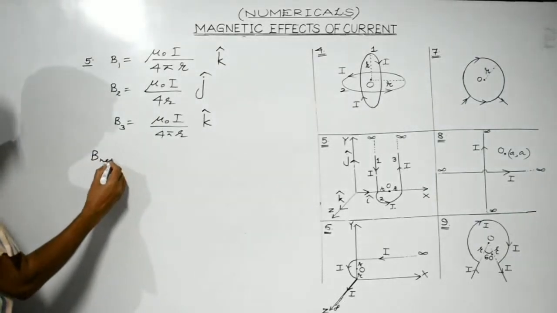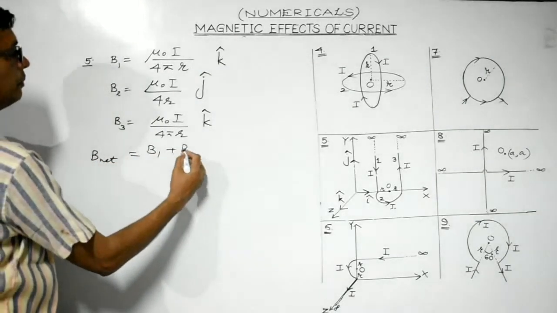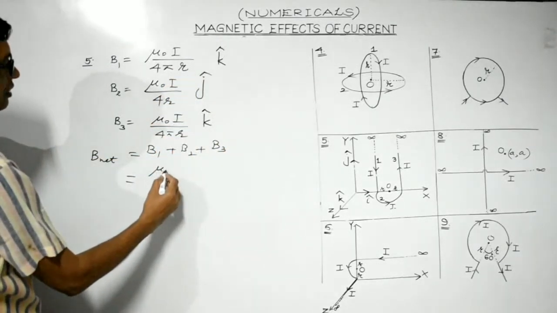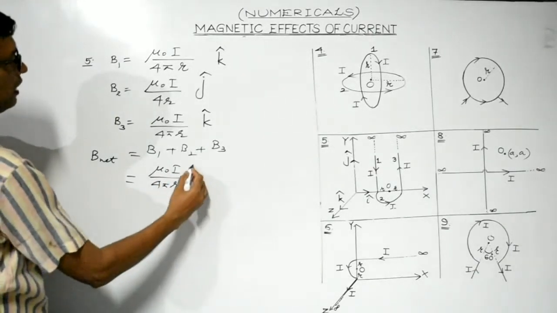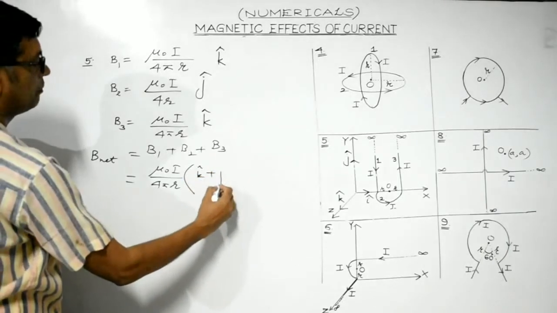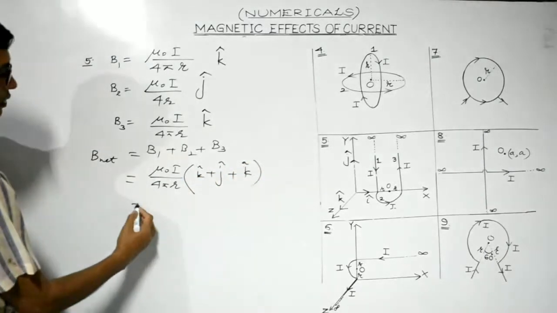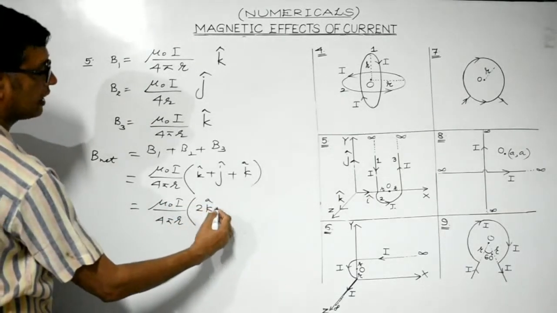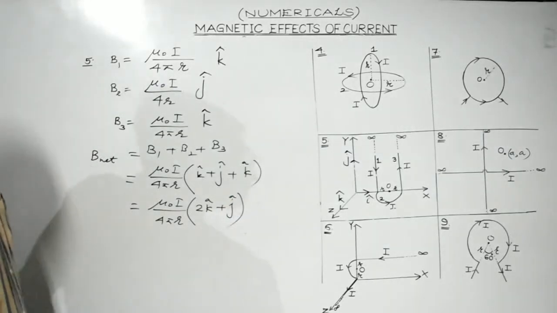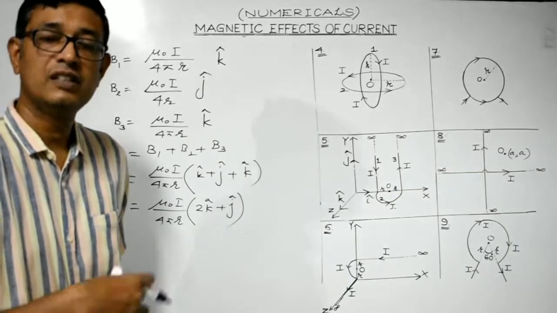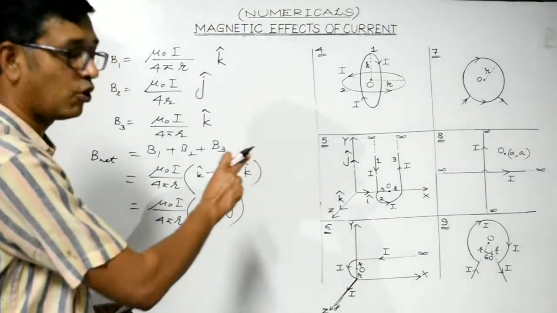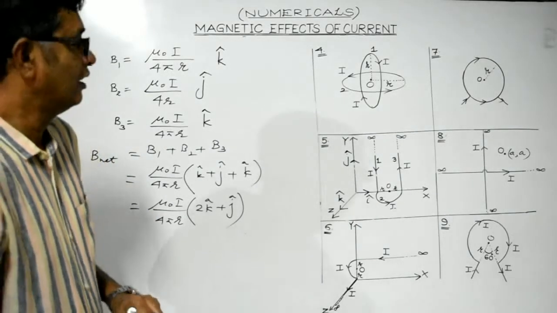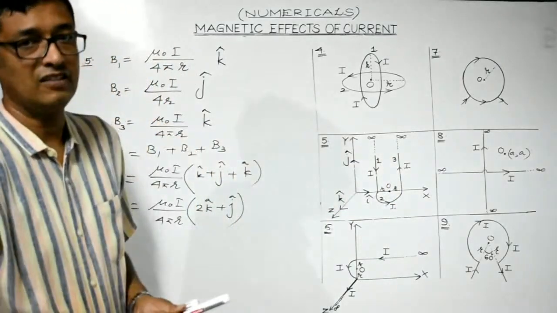Therefore, the net magnetic field would be given by B1 plus B2 plus B3. So it will become twice. What you get is mu naught I divided by 4 pi r times k cap plus j cap plus k cap. So it is mu naught I divided by 4 pi r times 2k cap plus j cap. This is the representation of the magnetic field at point O in terms of i cap, j cap and k cap. Right? So this is how these questions are to be done.